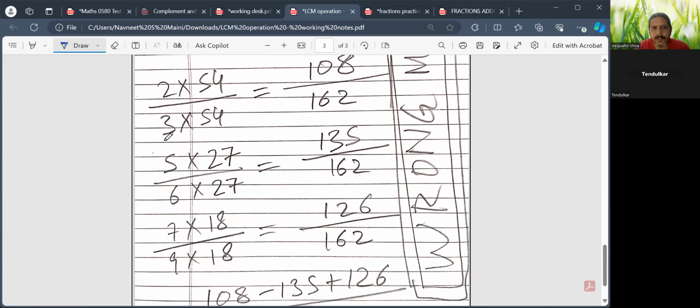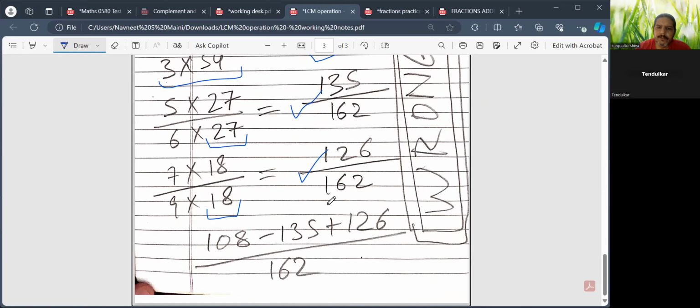So for example, I'll have to multiply this 3 by 54 to get 162. Then the numerator will also get multiplied by 54 and the answer would be 108. Here I have to multiply by 27. Here I have to multiply by 18. So you see that these numbers are very big. Have you understood? And then when you try to deal with these numbers, this is a huge number.